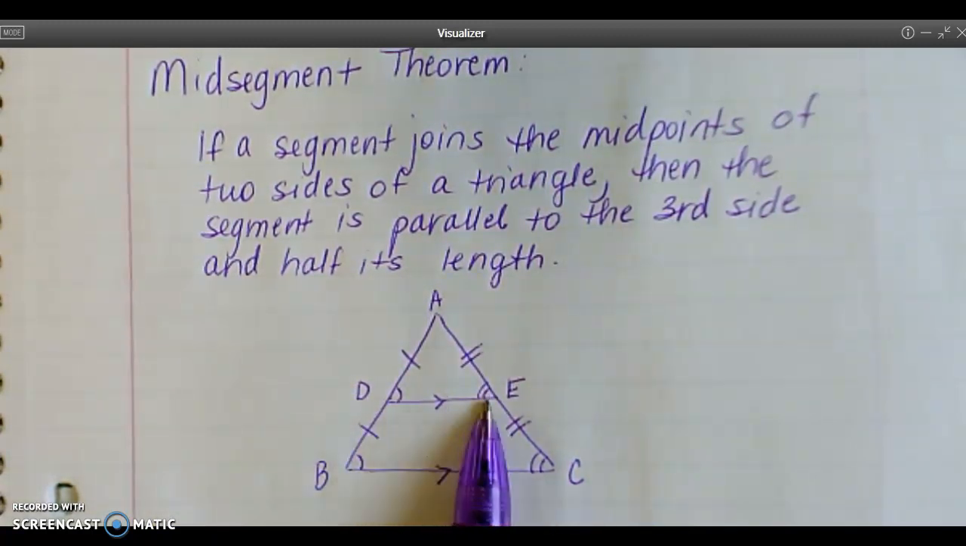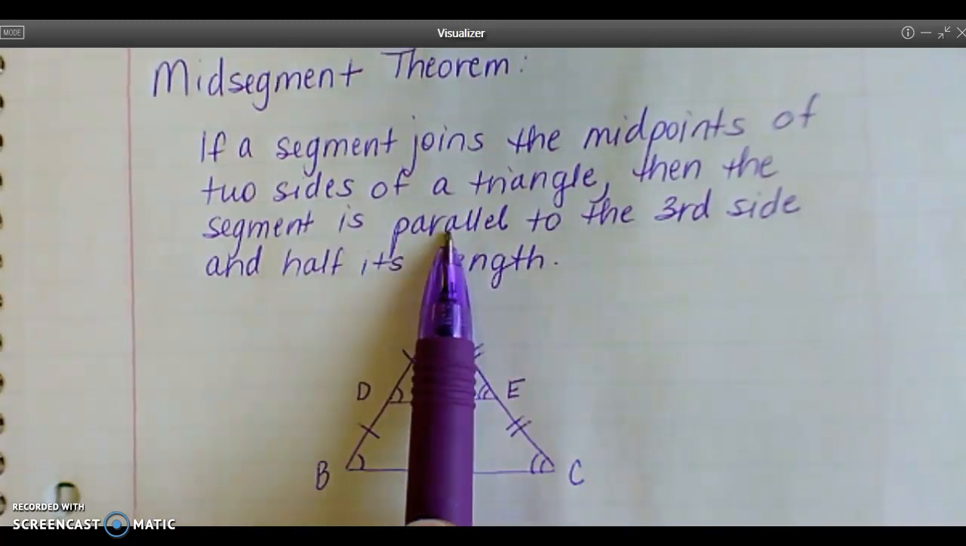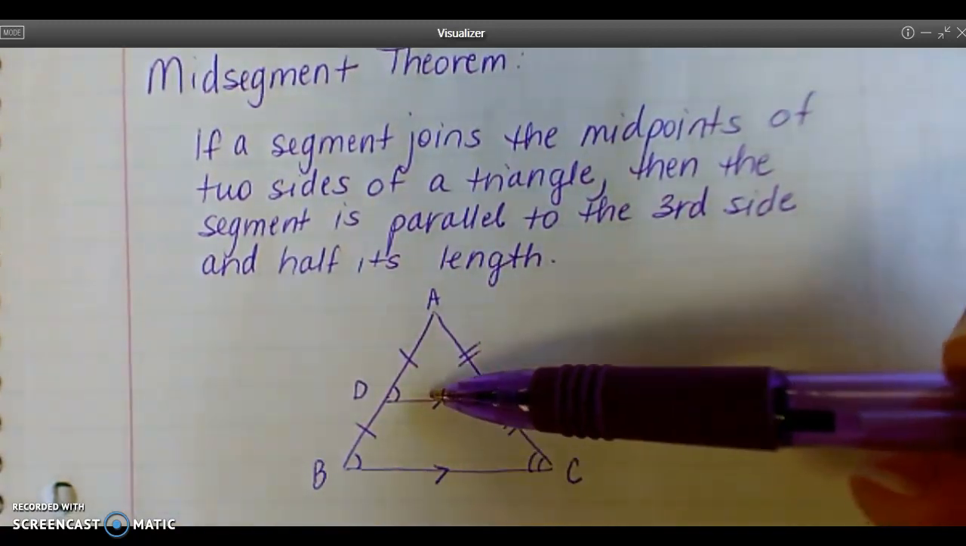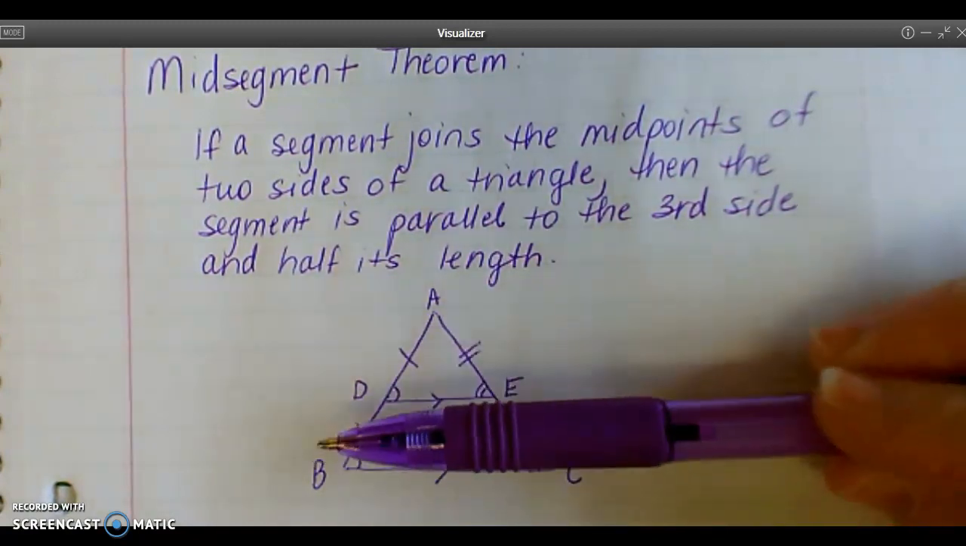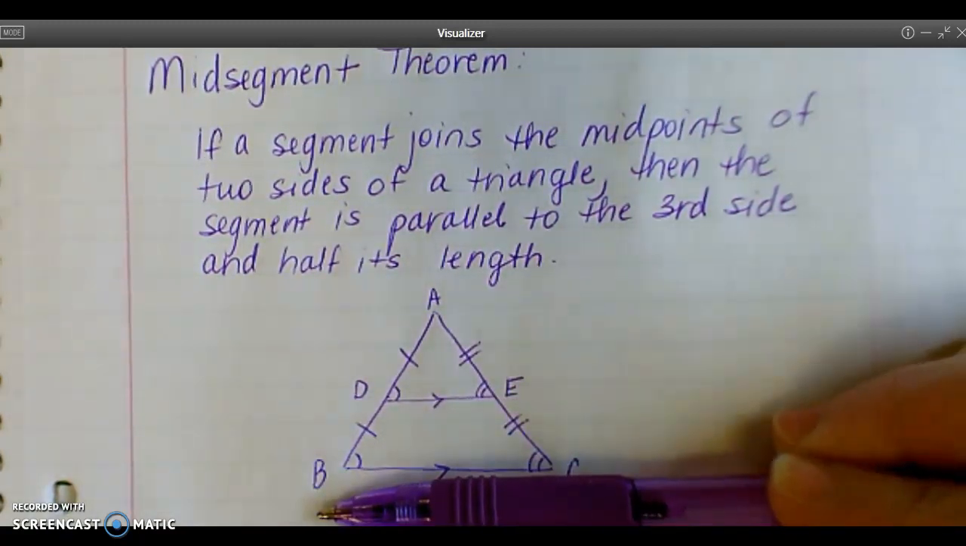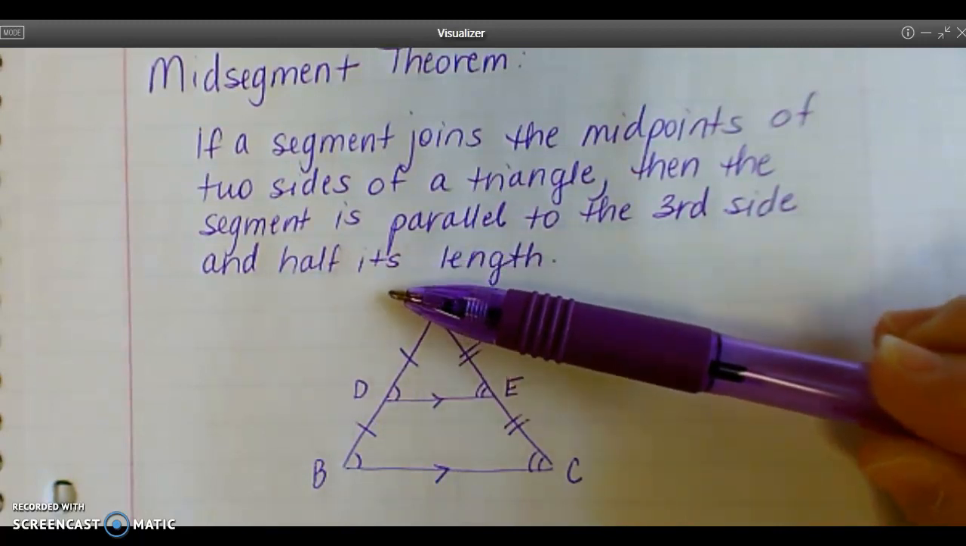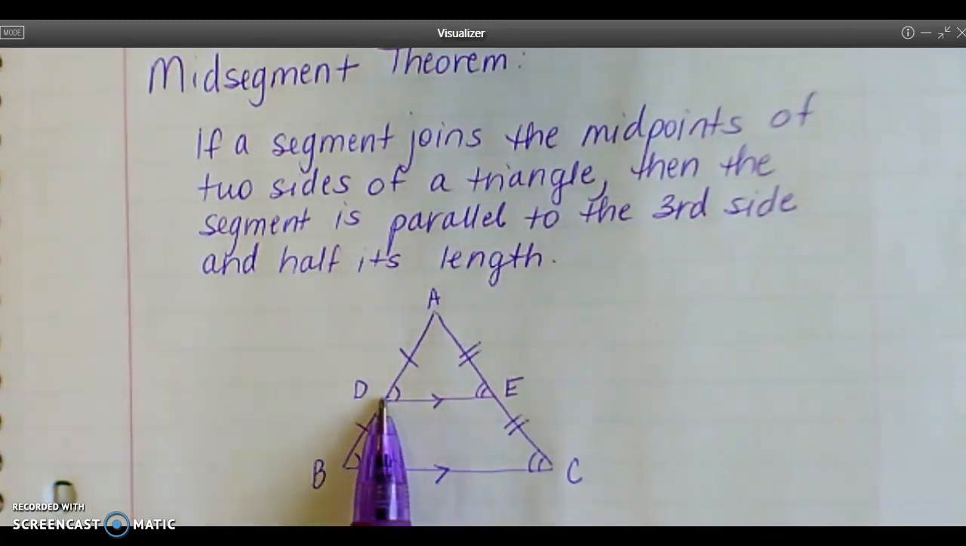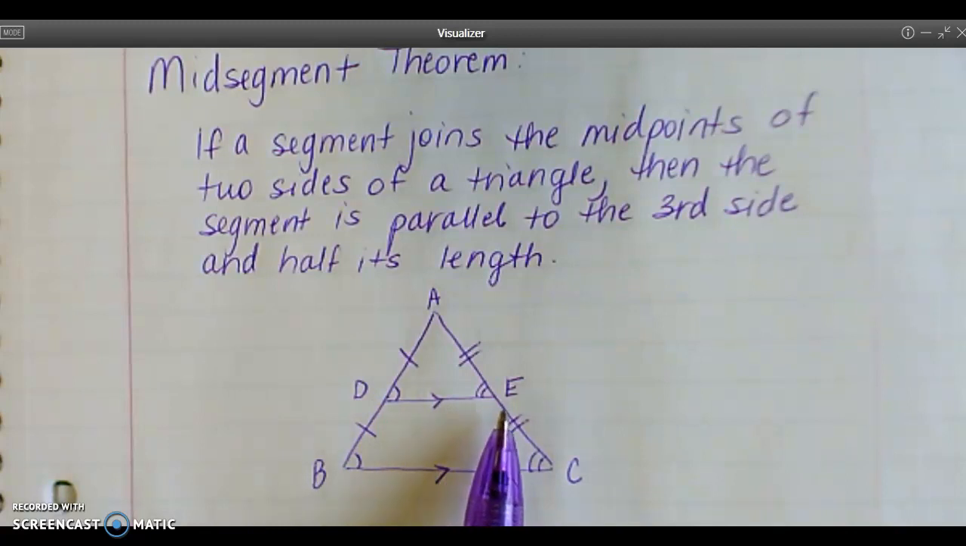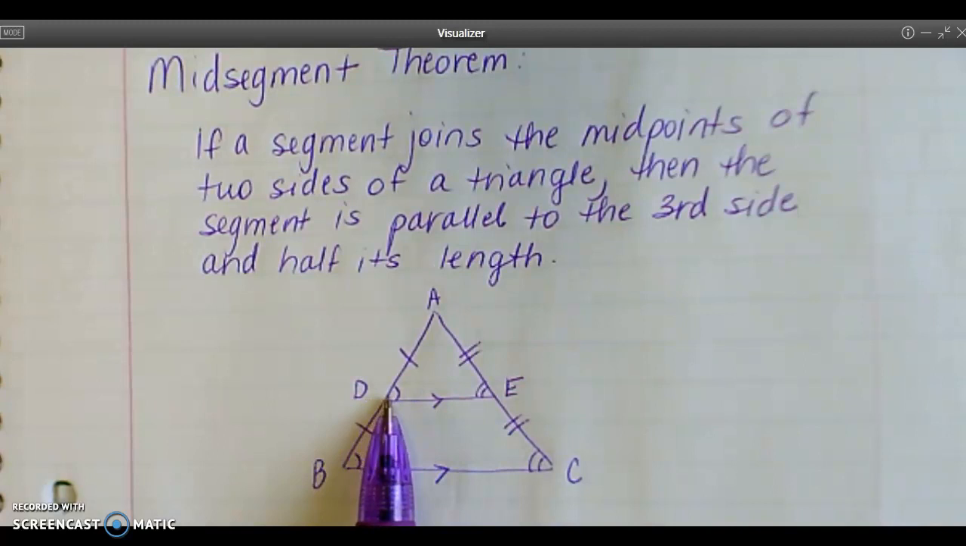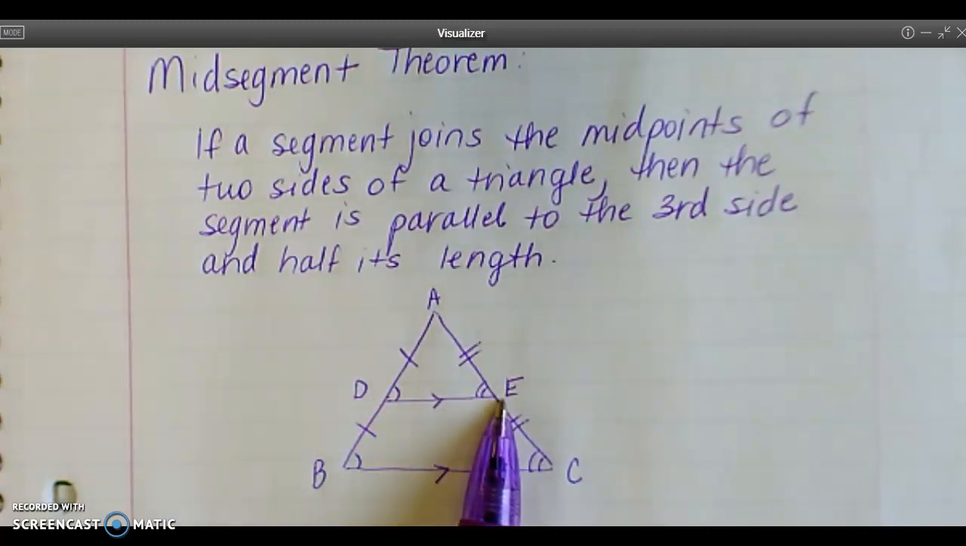It says if that is true, then the segment is parallel to the third side. So these little marks right here tell you parallel, so that means that this and this are parallel. That makes sense. And it says half its length. What that means is that DE is half the length of BC. If I know that BC is 10, then I know that DE is 5, because you take whatever this is and divide by 2. If I know that DE is 4, well, I'm going to multiply by 2 to get the bigger side, so it would be 8.